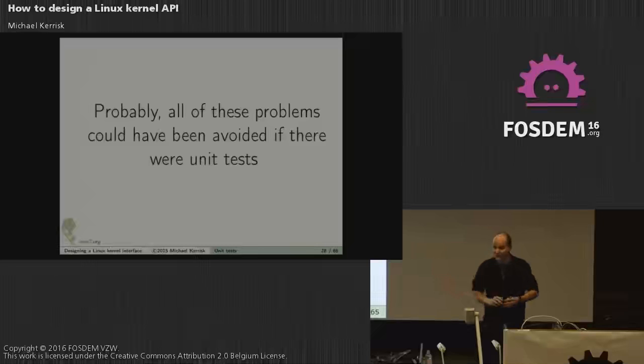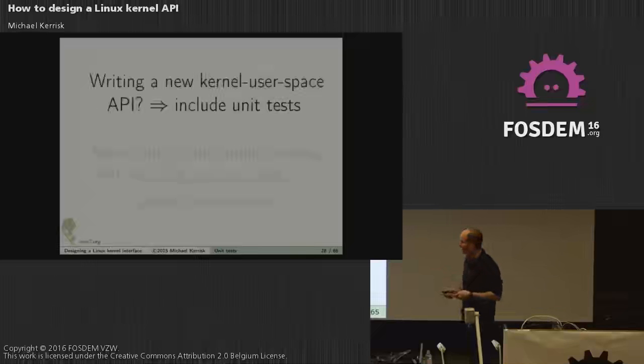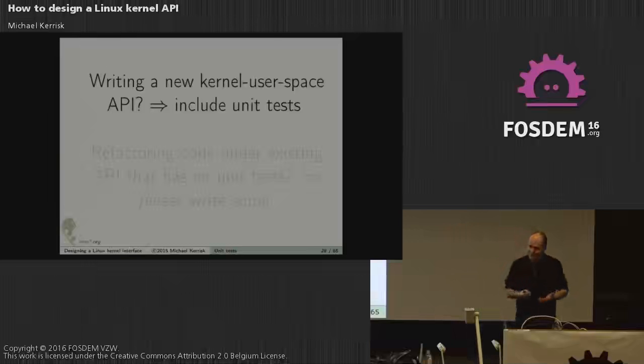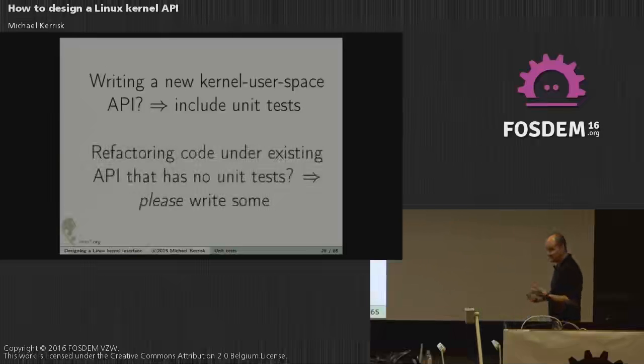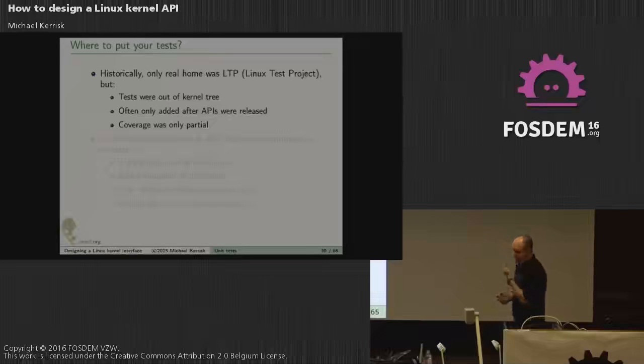So all of these kinds of problems could have been avoided, I would say, with unit tests. I'm going to take that as obvious. So whenever you're adding a new kernel API or refactoring an existing API, write some unit tests. One of the problems historically was that there was not a good home for unit tests. There's a long-established project for the Linux kernel called the Linux Test Project, which does some good work, but the problem was that historically the tests lived out of the kernel tree, and they typically got added to that project sometime after kernel APIs were released.